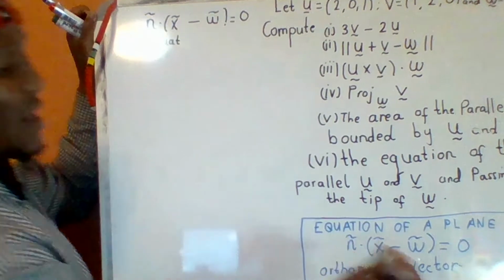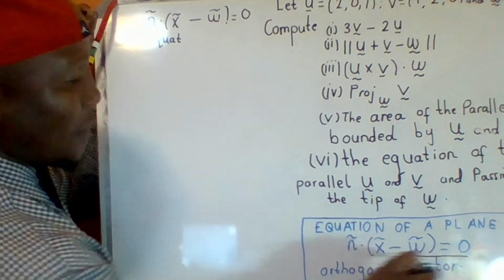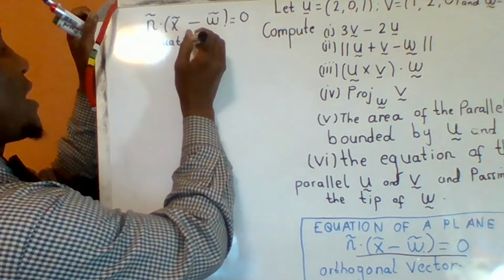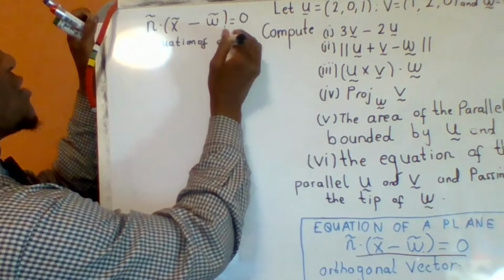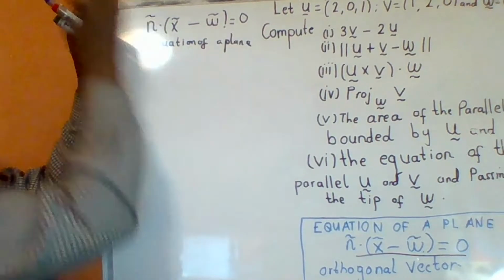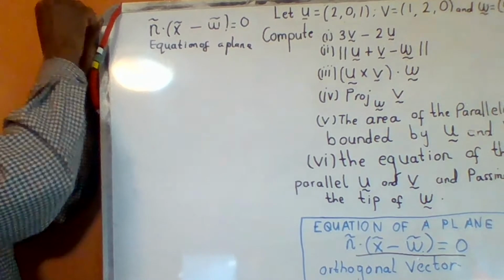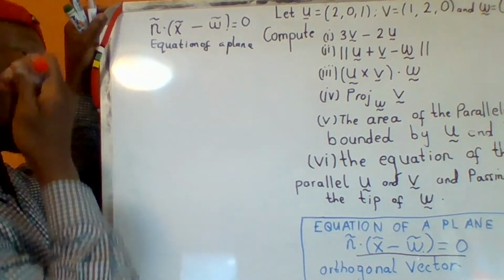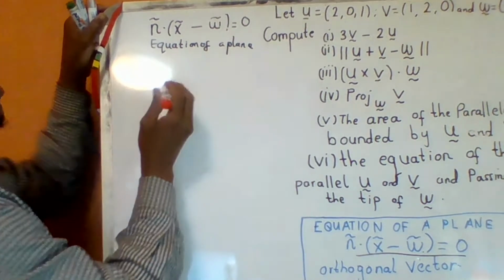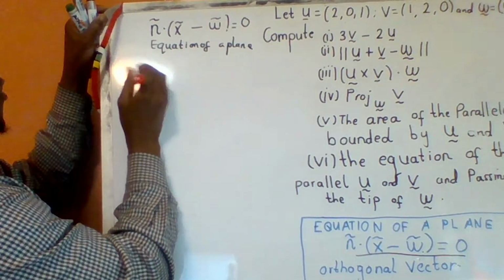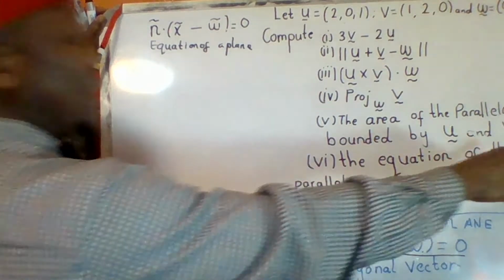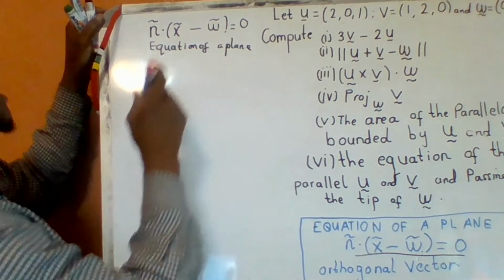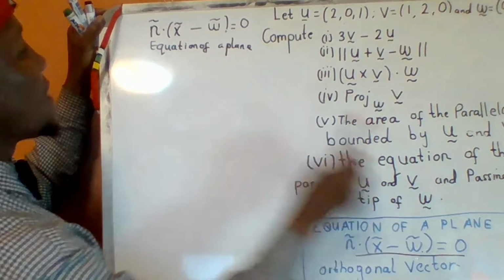So let's go. First and foremost, you have to find the normal vector, and the normal vector is easy. To get the normal, since the plane is parallel to u and v, take the cross product of u and v. So the normal equals the u vector cross the v vector.